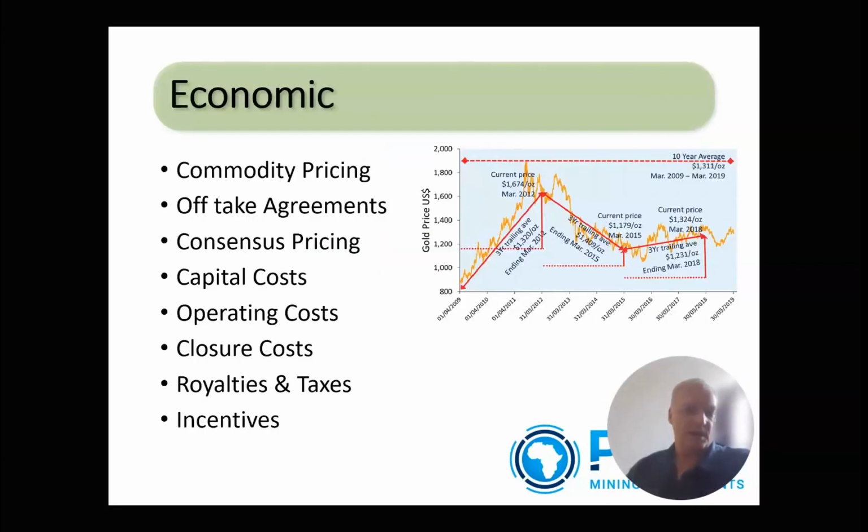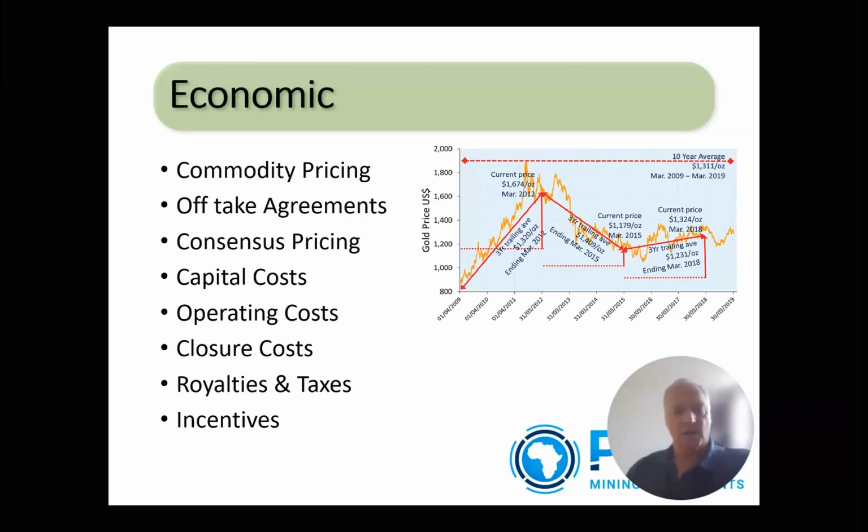So RP, the first E, economic. Commodity pricing is important, and predicting what that's going to be in the future is really important. As we know, that can be quite a challenge. Things that go along with that are things like offtake agreements, net smelter royalties, etc. A common way to alleviate that is to find consensus pricing. We know that that's really just herd mentality, but it does give you some defense when going forward.